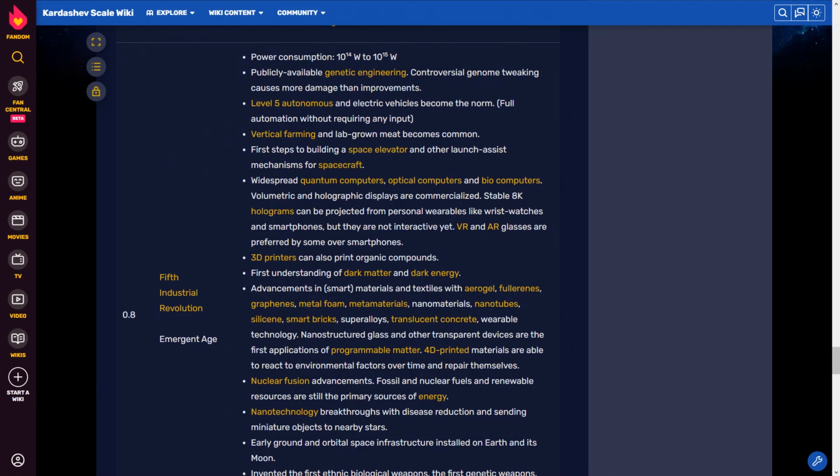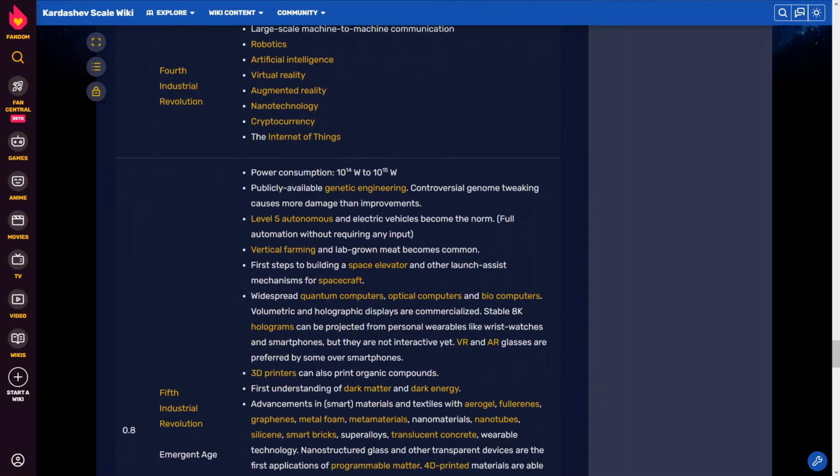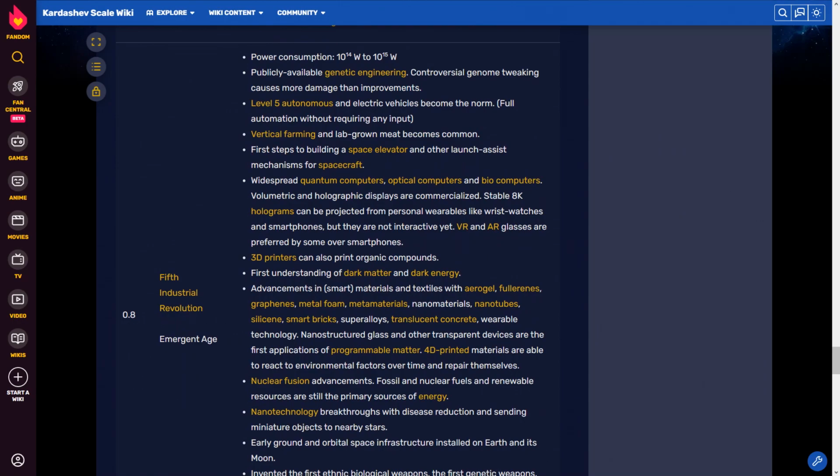14th to the 15th, publicly available genetic engineering. This is the fifth industrial revolution. Publicly available genetic engineering. Controversial genome tweaking causes more damage than improvements. Level 5 autonomous and electric vehicles become the norm. Full automation without requiring any input. There's no for better, it's just for worse. Vertical farming and lab-grown meat becomes common. First steps to building a space elevator and other launch assist mechanisms for spacecraft.